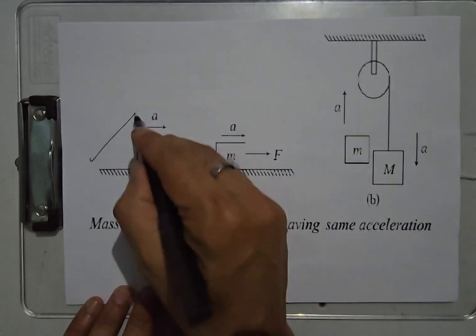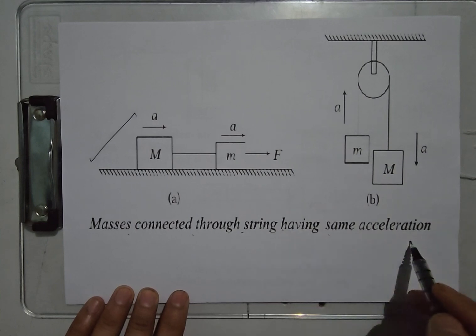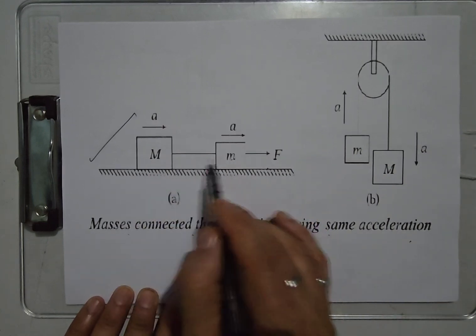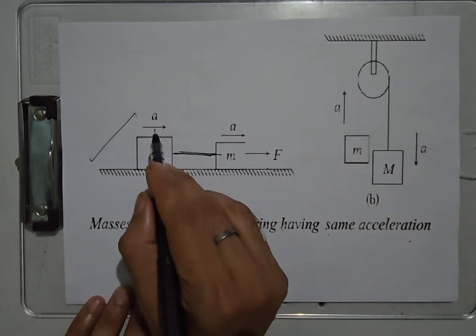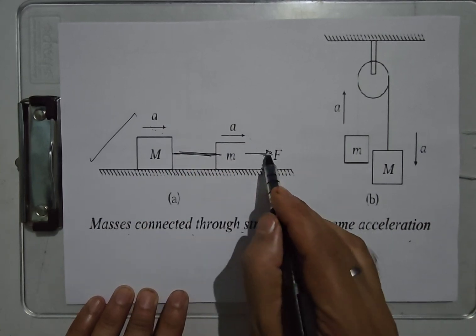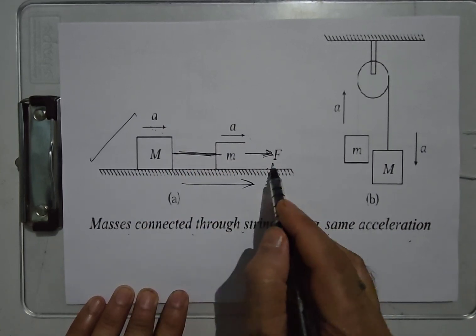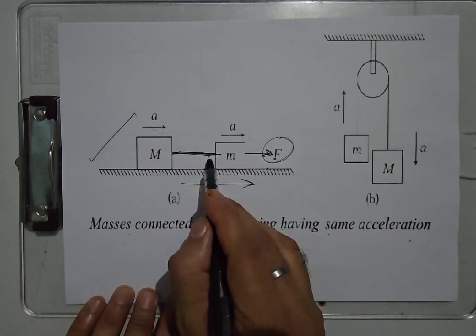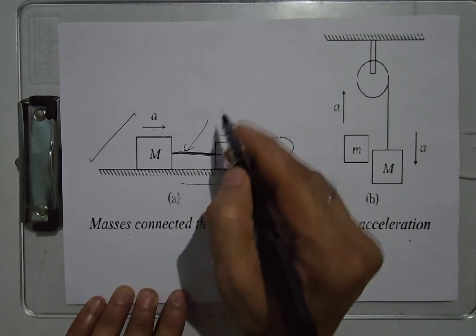Now another example of this, for masses connected through a string having the same acceleration. For example, there are two masses connected through a string, and they have the same acceleration a for both bodies, and a force is applied. Obviously, if the force is applied, the acceleration is in the same direction as the mass. So this string would be experiencing tension.